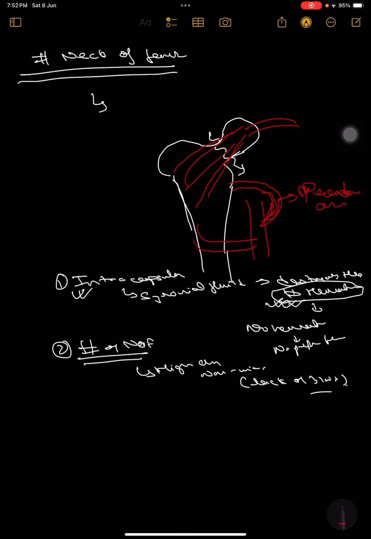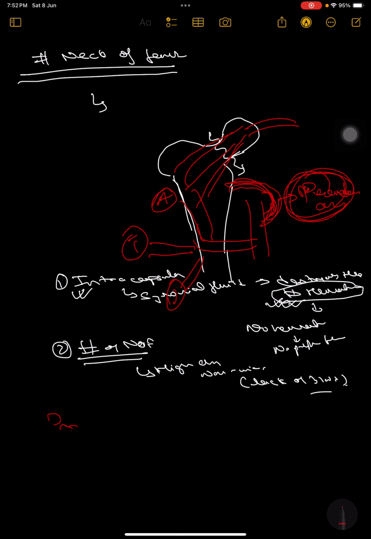The lateral circumflex artery has three branches: ascending, transverse, and descending. But the most predominant is the medial circumflex artery. Please understand this. Predominant: medial circumflex artery, MCA. You have the lateral circumflex artery, which has three branches: ascending, transverse, and descending.